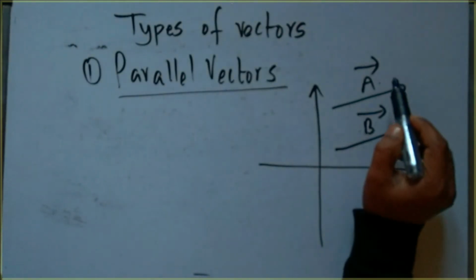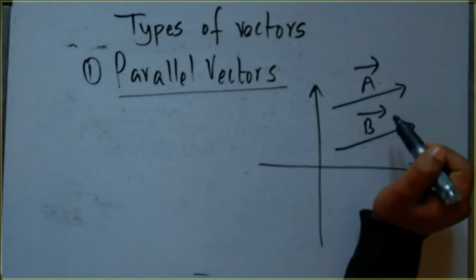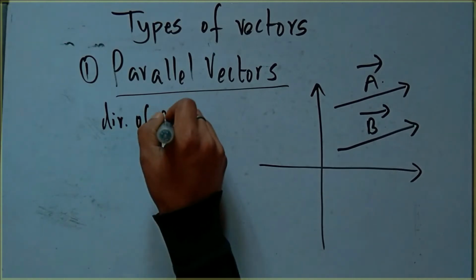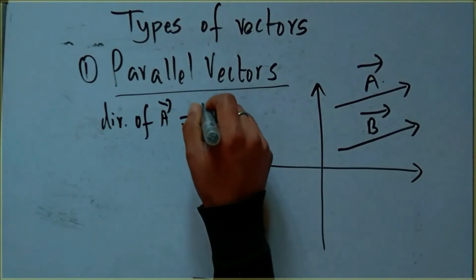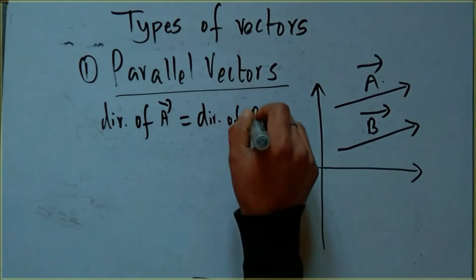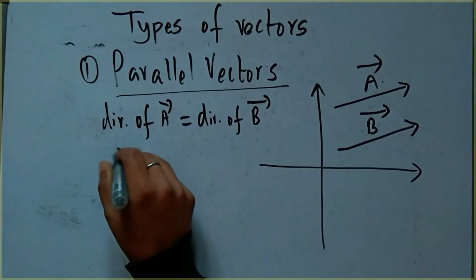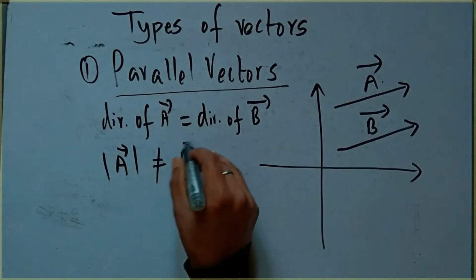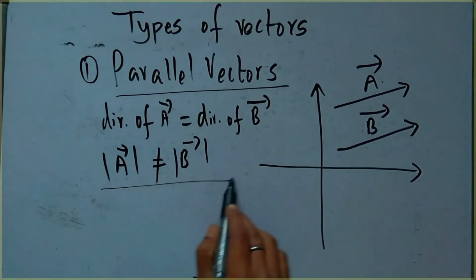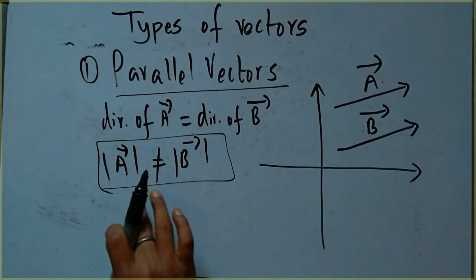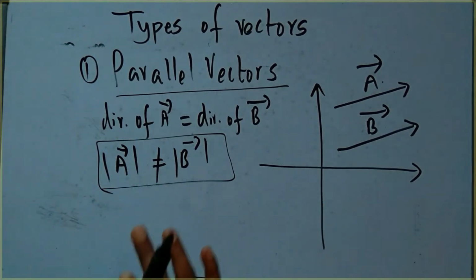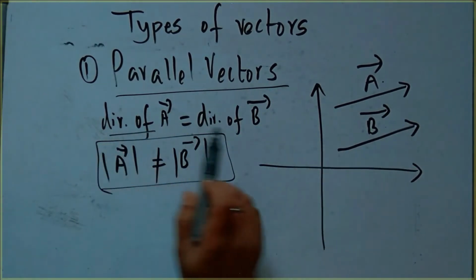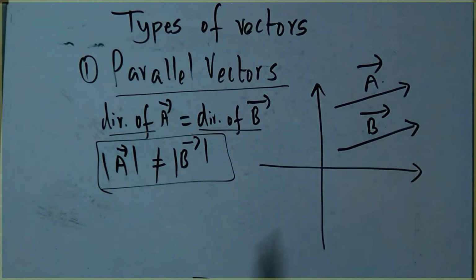So the necessary condition for vector A and vector B to be parallel vectors is that the direction of A must be equal to the direction of vector B. The magnitude of A may or may not be equal to the magnitude of B. This is a complementary condition which may or may not hold, but the necessary condition for vectors A and B to be parallel vectors is that the direction of A is equal to the direction of vector B.